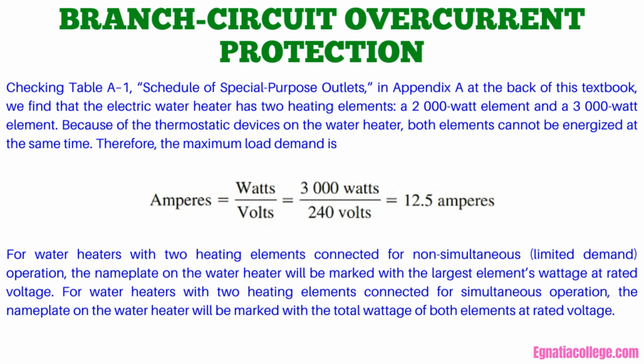For water heaters with two heating elements connected for non-simultaneous, limited demand operation, the nameplate on the water heater will be marked with the largest element's wattage at rated voltage. For water heaters with two heating elements connected for simultaneous operation, the nameplate on the water heater will be marked with the total wattage of both elements at rated voltage.